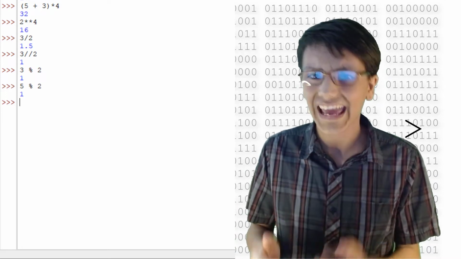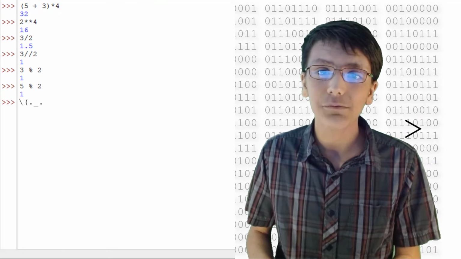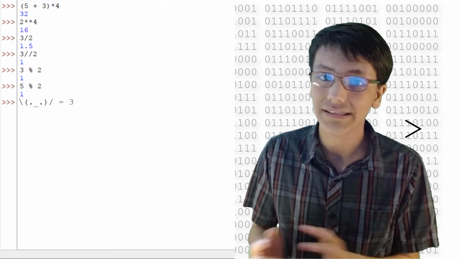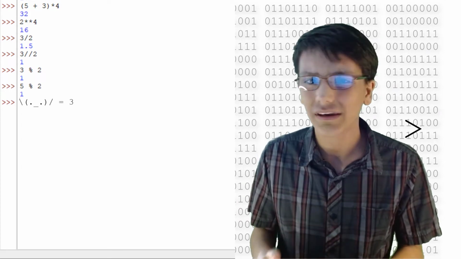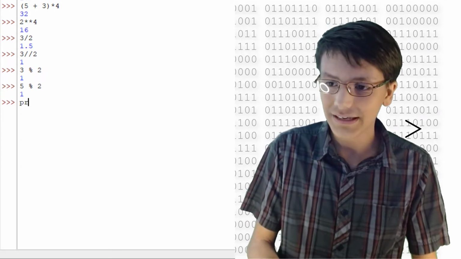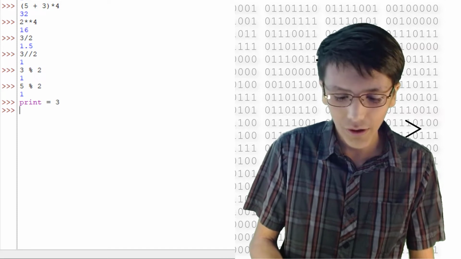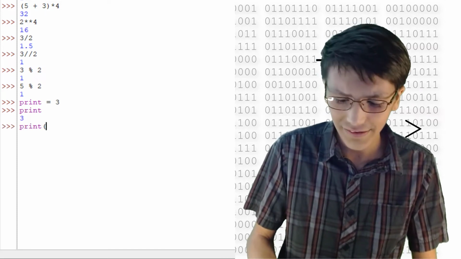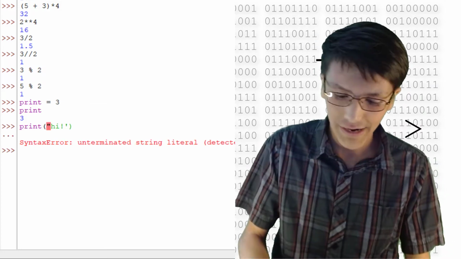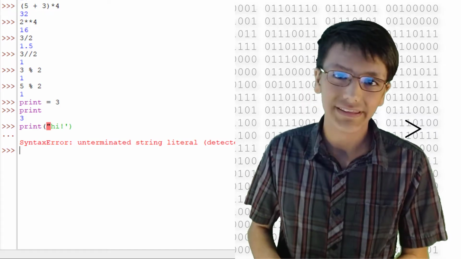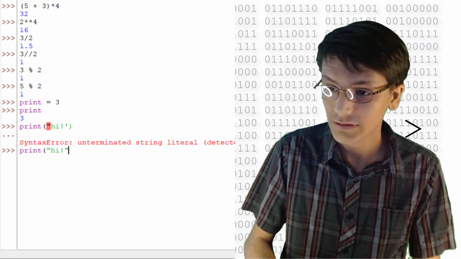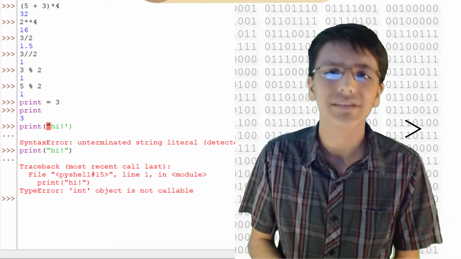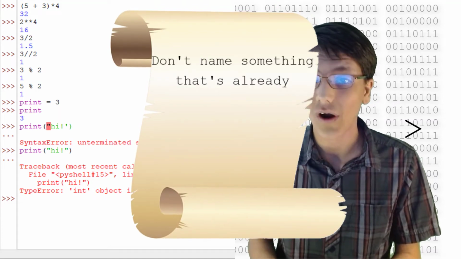First off, you can't name a variable anything. If you name a variable something that is already something in Python, whether a symbol or a word, Python will get confused. For example, if you said that print was equal to 3, well, you can get print as now a variable. If we try printing something, Python will give this error and it won't work. So don't name something that's already something in Python.